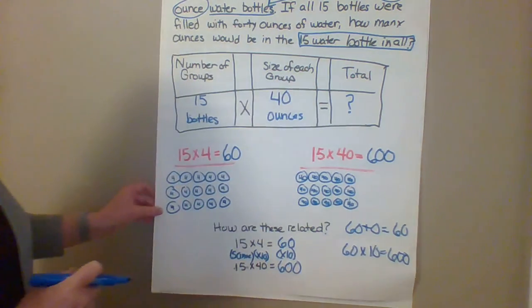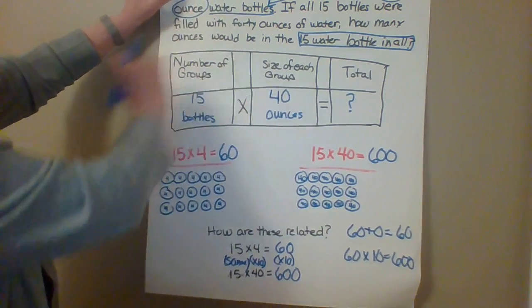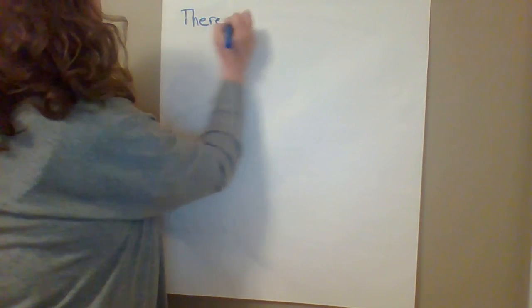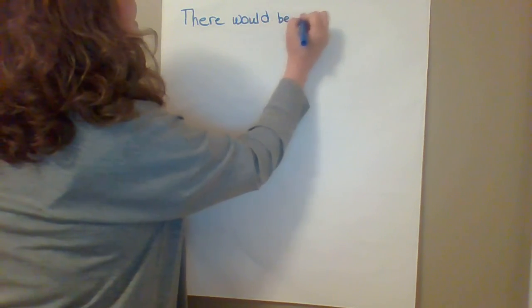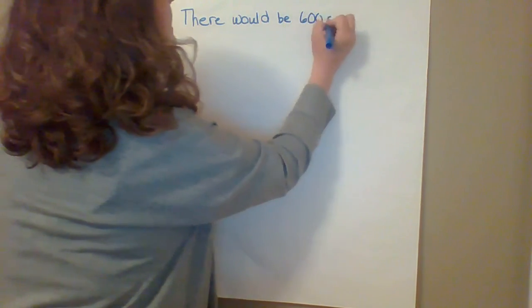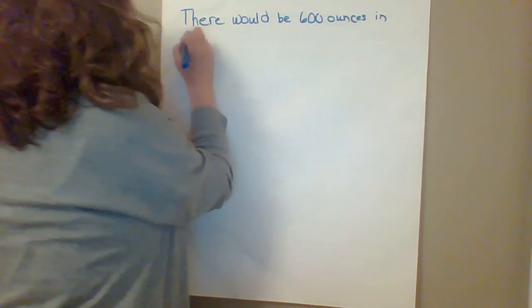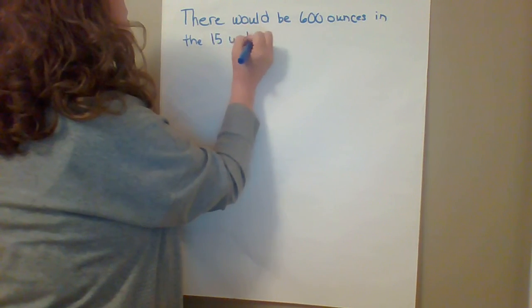Okay. So let's answer this story question then. It's asking how many ounces would be in the 15 water bottles in all. There would be 600 ounces in the 15 water bottles.